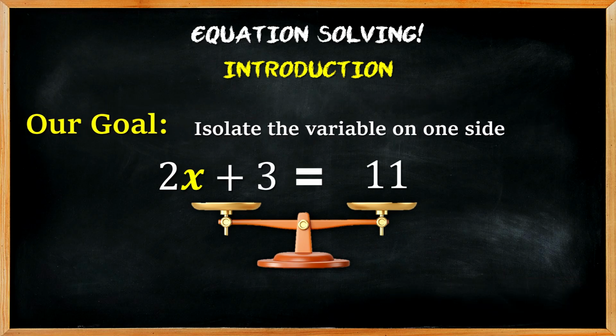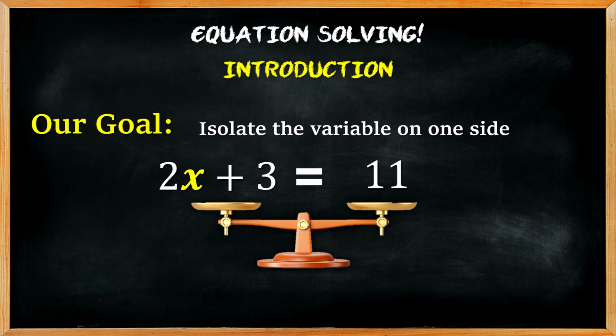Our primary goal when solving equations is to isolate the variable on one side of the equation. This means getting the variable by itself. When we successfully solve our equation, we get x equals 4. The variable is now isolated and we have found its value.